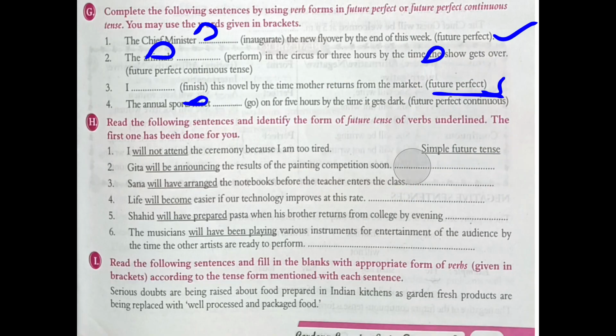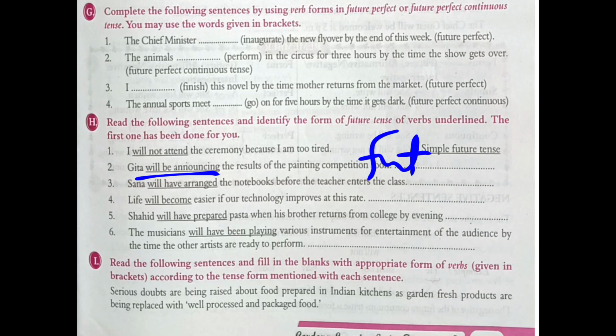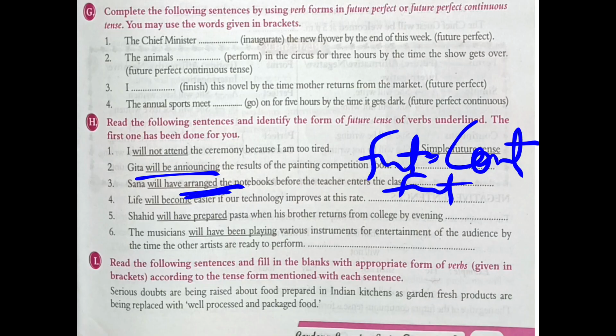Now the next, read the following sentences and identify the form of future tense of the underlined verb. So the first one is an example of simple future. Will be announcing, you know that here it's will be plus verb ing form. So this is continuous tense. Which continuous? Future continuous. So you can write FUT for future and CONT for continuous. Okay. Sana will have arranged. This is an example of future perfect because why? ED form is there, participle is there, so it's an example of perfect tense.